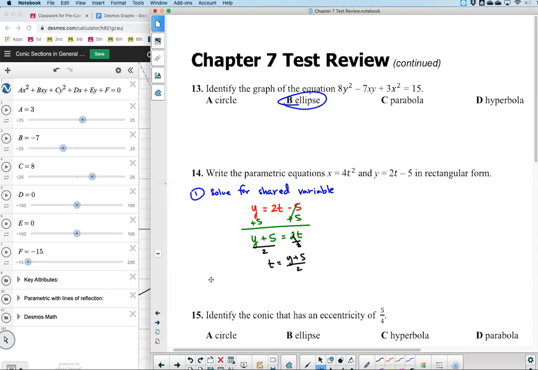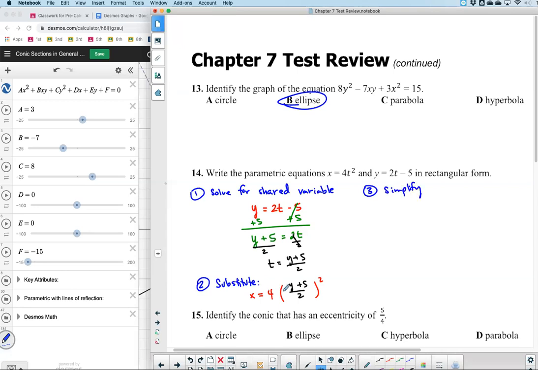Now, after you solve for what is shared, step 2, you substitute. And so we would have x equals 4, and instead of the t squared, we're going to replace t with y plus 5 divided by 2. Now, I don't remember if I left the answer in this form or if I simplified it, but step 3 is to simplify.